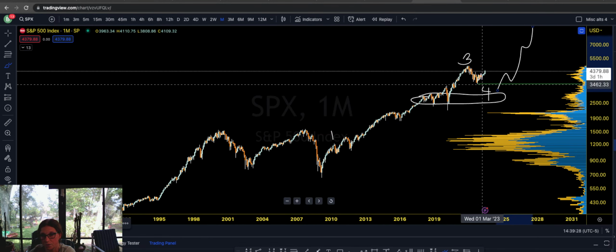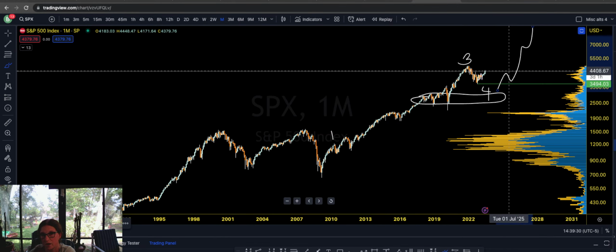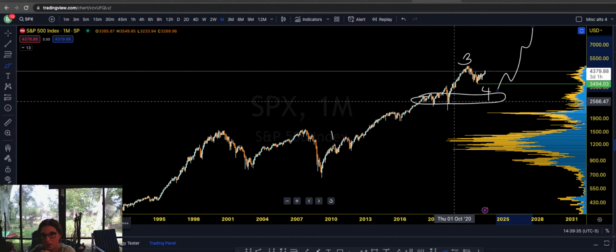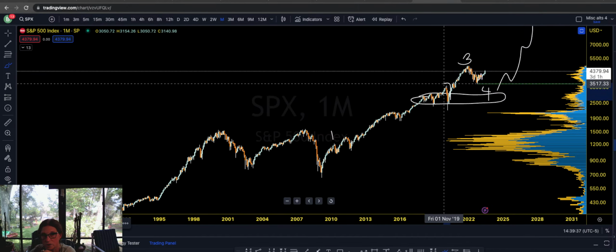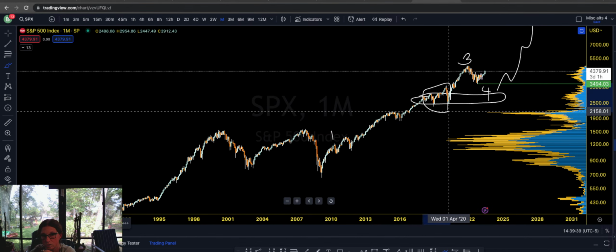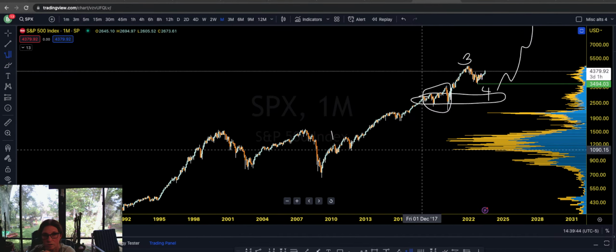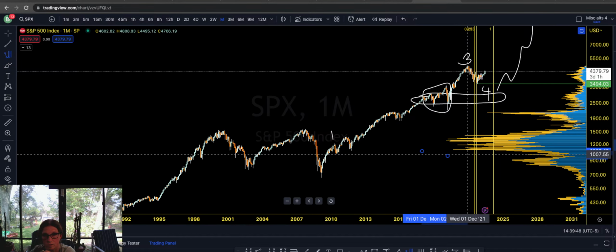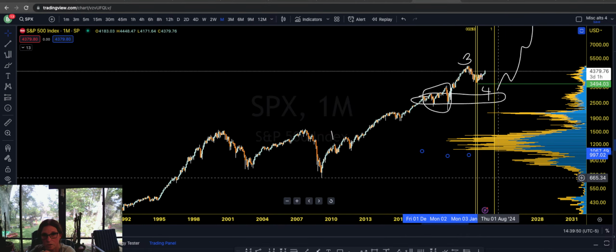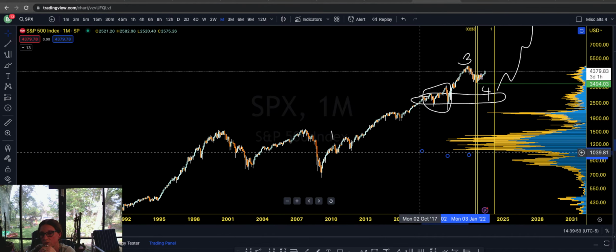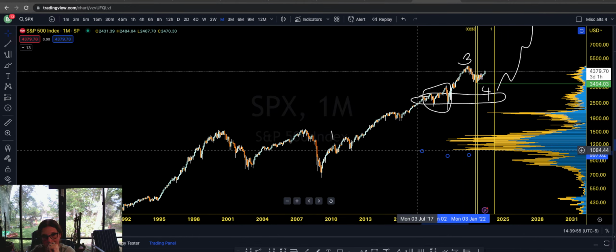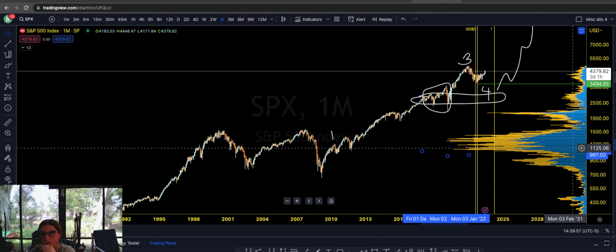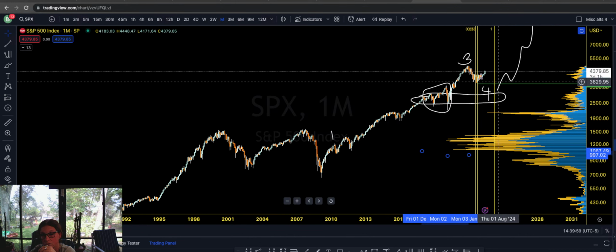But if this is a fourth, and we've got a fifth to go, it cannot be this small in time. It has to be bigger in time, or at least the same size as this fourth. So we're talking at least to April of 24 of this, if this is going to be a fourth and a fifth to go.